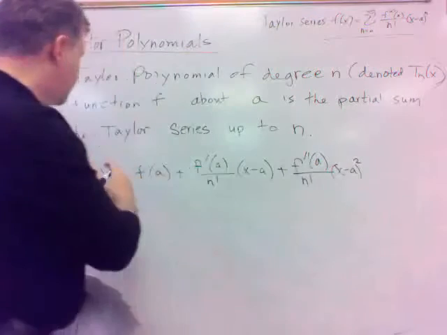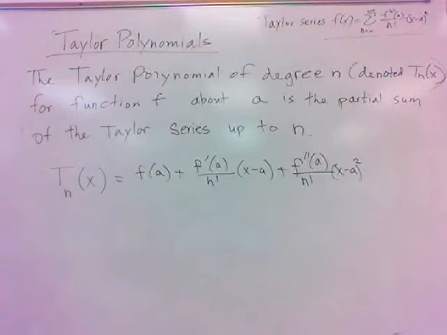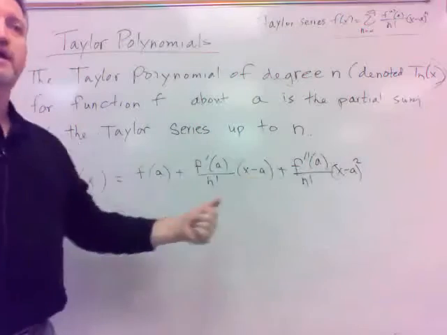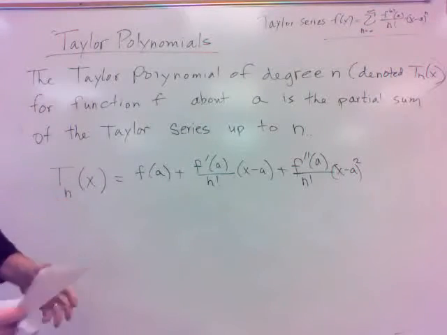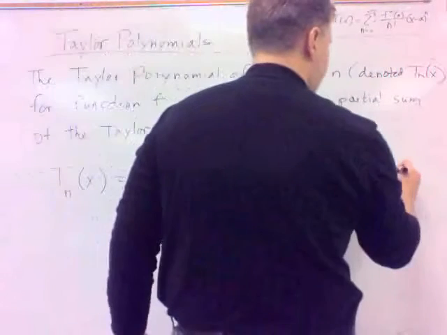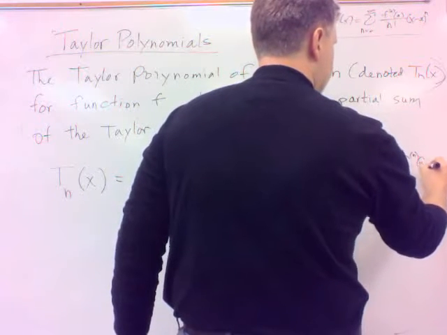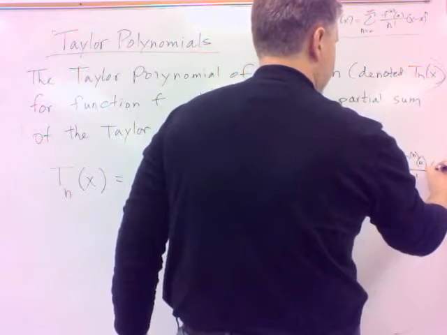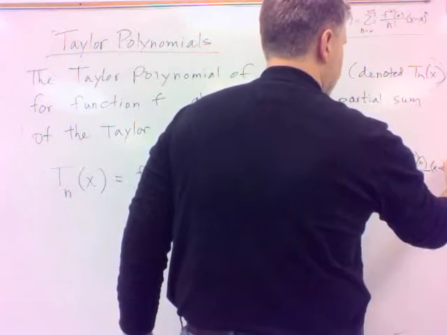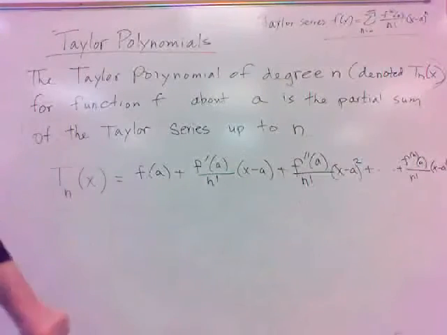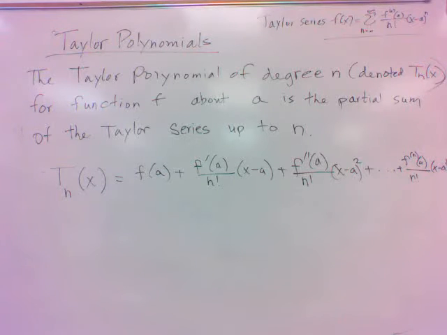So I'm just running through the different values of n starting at n equals 0, and I only want to go up to the nth one. So I want to end this at the nth derivative divided by n factorial times x minus a to the nth power. And that's where I stop. Instead of going to infinity, we're only going to n.